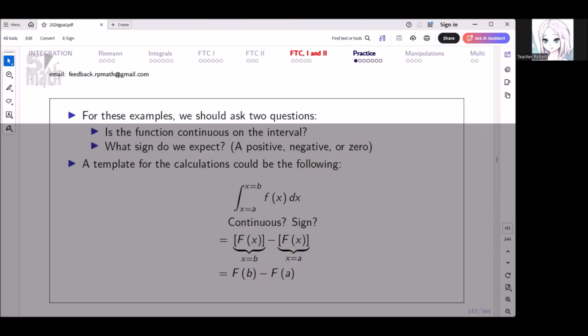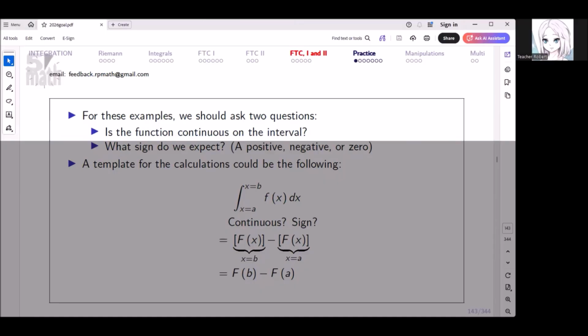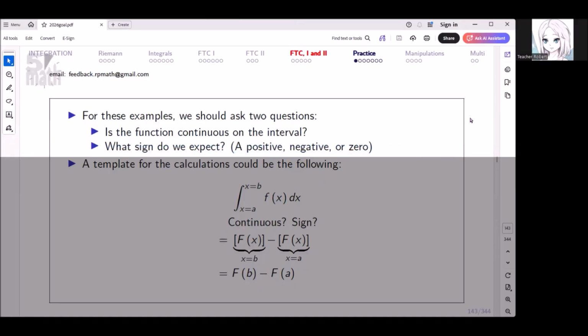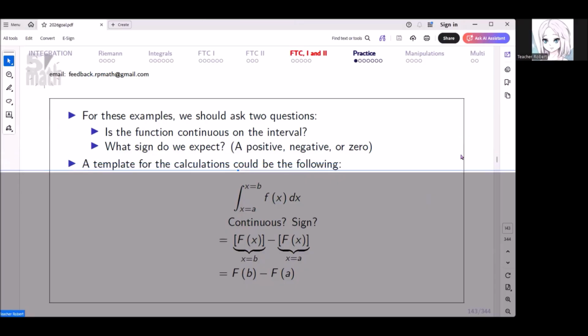For these examples, we should ask two questions. Is the function continuous on the interval? What sign do we expect? A positive, negative, or 0? A template for the calculations could be the following.